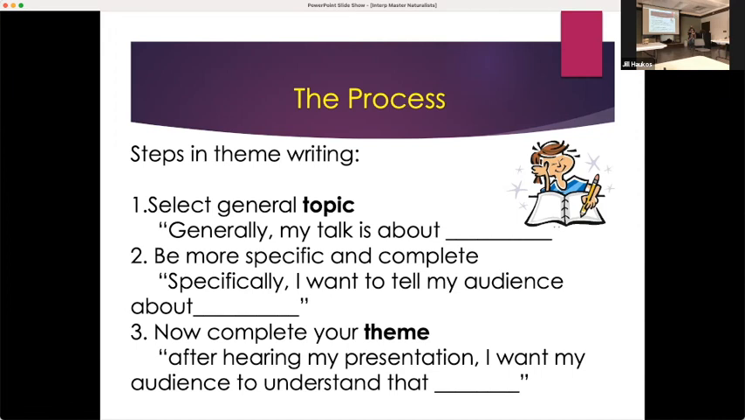Generally, my topic is about poisonous or toxic plants. And specifically, I want to tell my audience about toxic or irritating plants native to the Flint Hills. After hearing my presentation, I want you to understand that toxic and irritating features of plants are adaptations to help them survive, and you'll know how to recognize and interact with them with minimal harm to yourself.